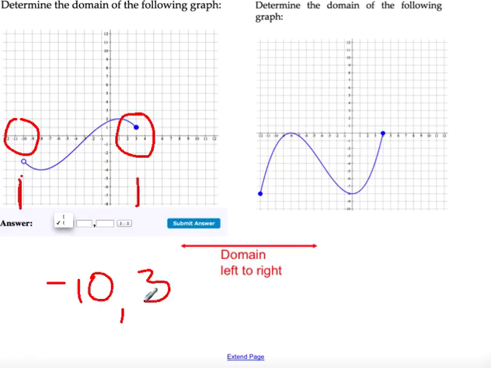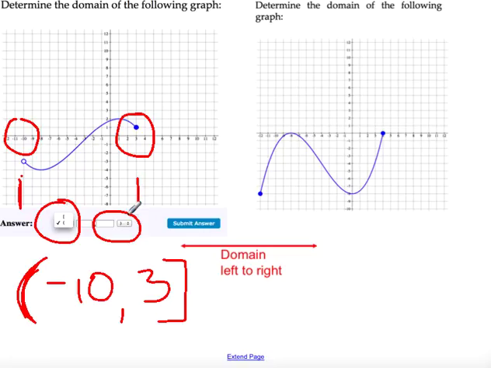comma 3. Now the difference is open circle versus closed circle. Open circle requires a parenthesis, and then a closed circle, which means equals to, is a bracket. So right here in Delta Math, you would need to make sure on the left-hand side for this example should be a parenthesis, and on the right-hand side you would need to change this to be a bracket. A little hint for what that means is that a bracket kind of looks like it's an equal sign, and if it's a closed circle, the graph can equal that number.